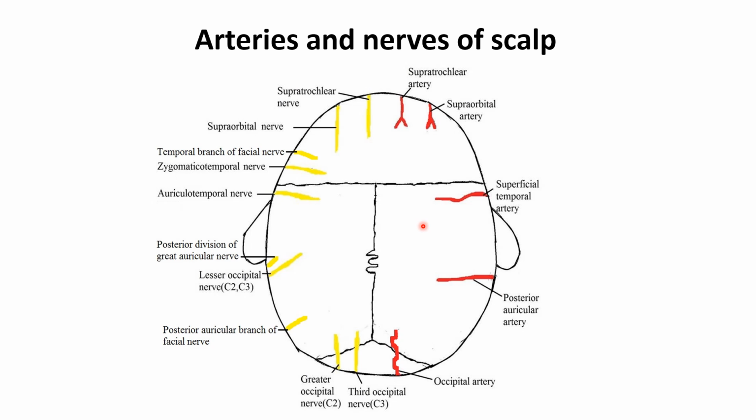Now we talk about the nerve supply. There are 10 nerves. 5 are in front of the auricle and 5 are behind the auricle. Out of these 5 in front of the auricle, 1 is motor. Out of these 5 behind the auricle, 1 is motor. Let us see which nerves are there.